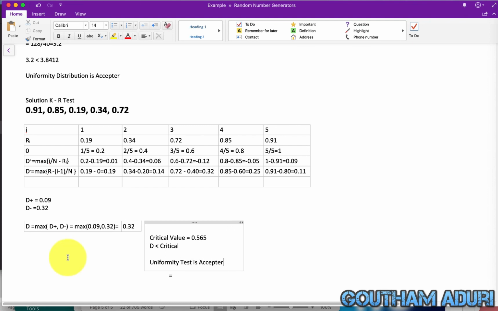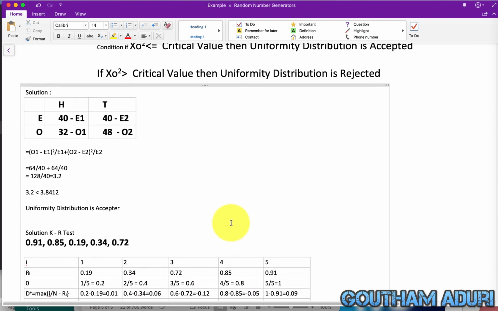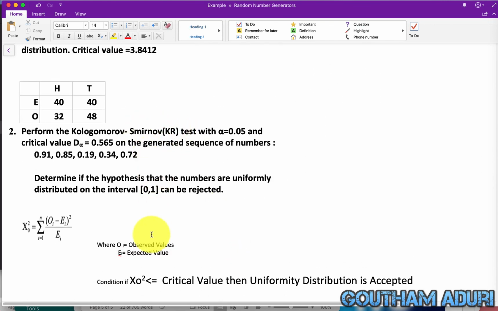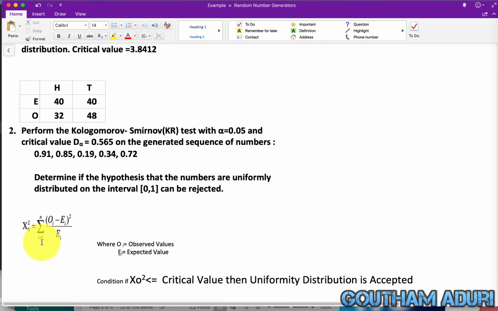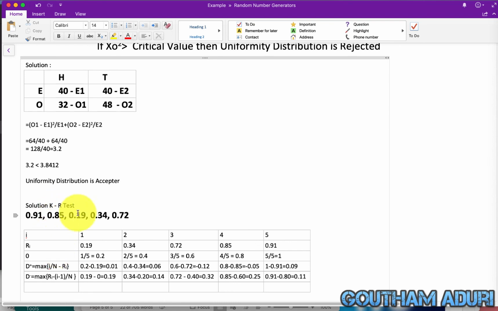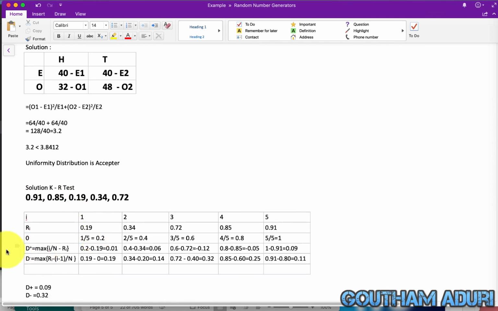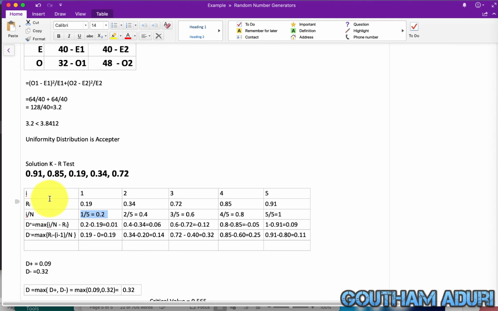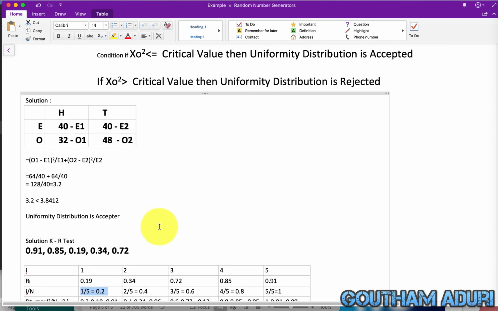So this is how you need to do the testing for the random numbers. This is for the frequency test. One is the chi-square test, which is calculated as the summation of observed minus expected, divided by expected values. To calculate the KS test, as we have seen in the discussion, Ri should be i divided by n. So this is how you need to solve the problem.